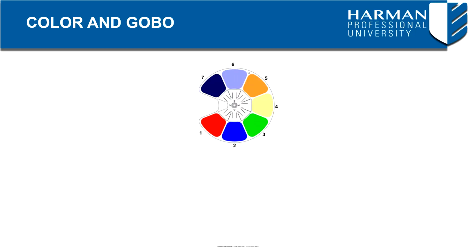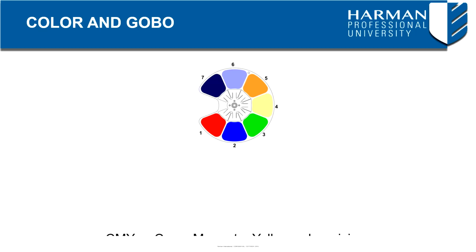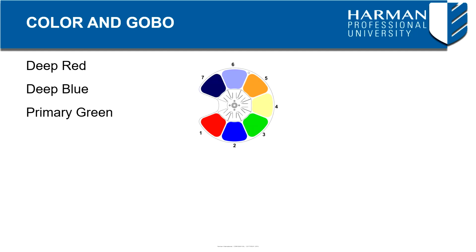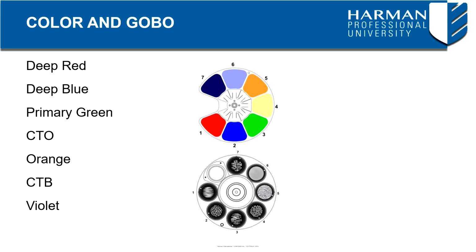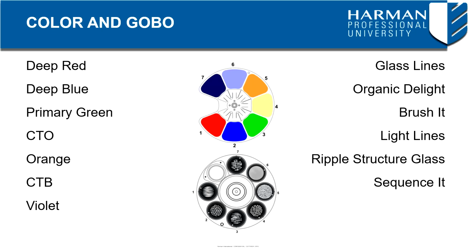With the exterior projection 1000, there is a full CMY, or cyan, magenta, yellow, color mixing and an additional color wheel with 7 interchangeable colors featuring deep red, deep blue, primary green, CTO or color temperature orange, orange, CTB or color temperature blue, and finally my favorite, violet. 7 gobo slots for projecting graphic images such as glass lines, organic delight, brush it, light lines, ripple structure glass, and sequence it, along with an animation system for creating animated lighting effects both horizontally and vertically.